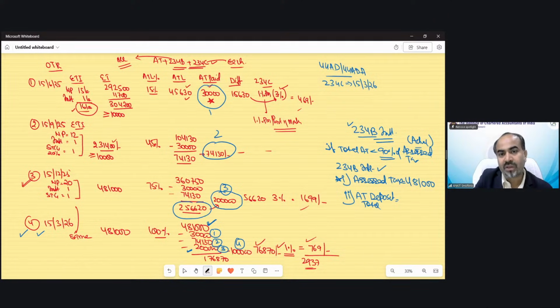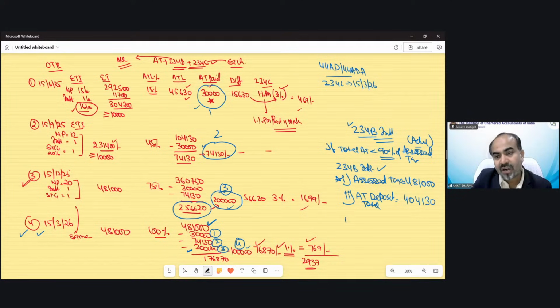And you can see this one, 30,000 plus 74,130 plus 2 lakh and plus 1 lakh rupees. So total advance tax deposited by us would be 3 lakh plus 30,000 plus 74,130. So total advance tax we have deposited is 4,04,130. Understand?